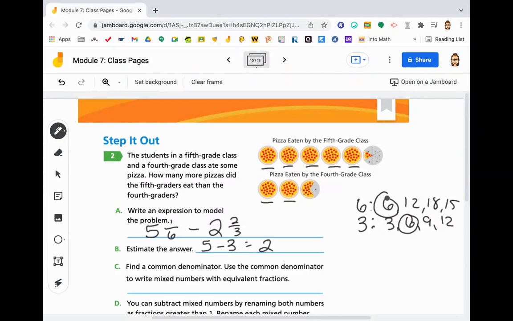So that means 5 and 1/6 is going to stay the same. And then we are going to do our 2 and 2/3. It's going to equal 2 and something over 3, or something over 6, excuse me. So we're going to times the 3 by 2, and we're going to do 2 times 2 is 4. 2 and 4/6.